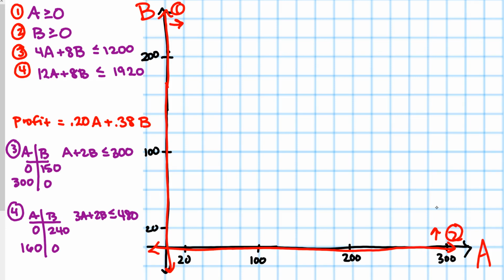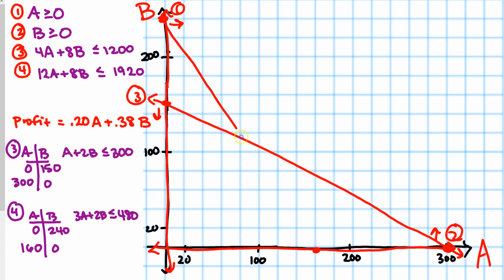Line 3, let's go ahead and plot those intercepts. 0, 150, 300, 0, and then use a ruler and label that with 3, and that one is going to shade below. And then number 4, we have 0, 240, we have 160, 0, use a ruler. That's number 4, and that one's going to shade below.